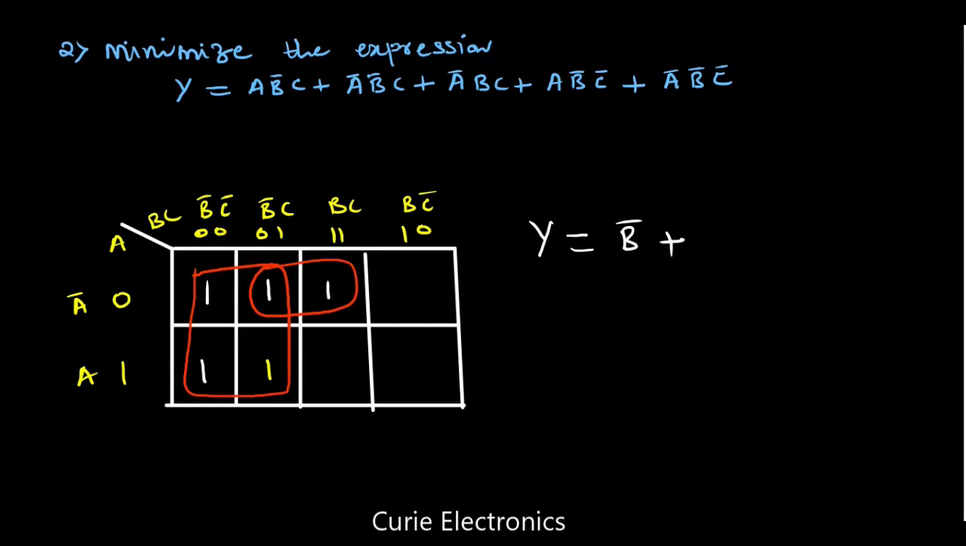Now we have the pair. Only one row is involved, so just write the row like that. That is A bar. Now what do we have column wise? B bar C, B C. So B bar, B will cancel. What will be left out? C. So this is the minimized expression.